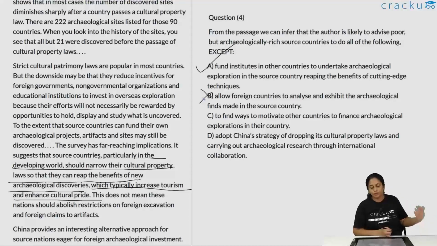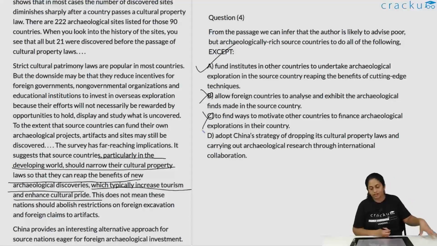So this would be something that he would recommend. Next option: find ways to motivate other countries to finance archaeological explorations in their country. This is also true. The author says that you should have collaborative archaeological efforts. He wants the poor countries to allow foreign rich countries to explore the archaeological sites and incentivize them to do that. So this is something that he would agree with.